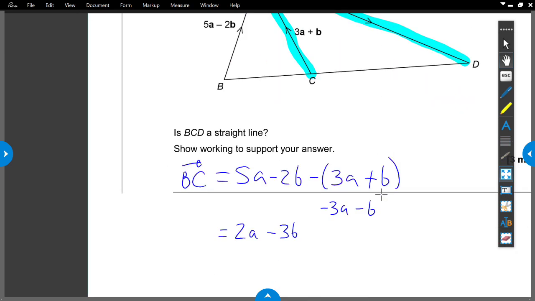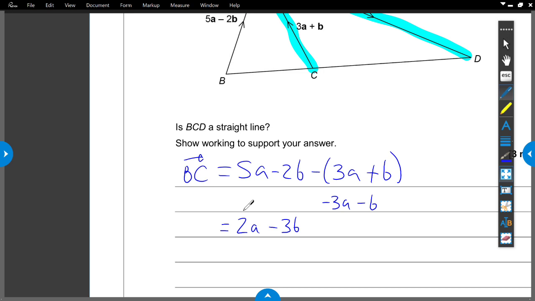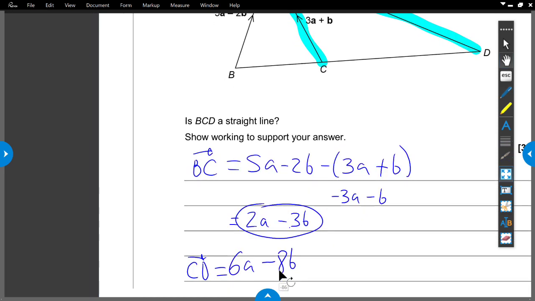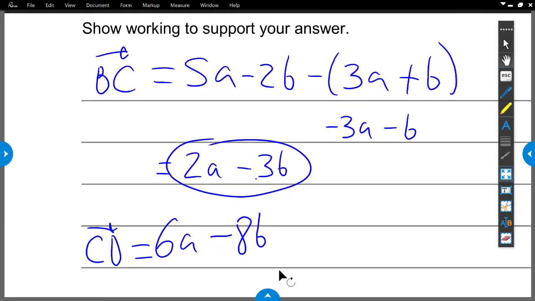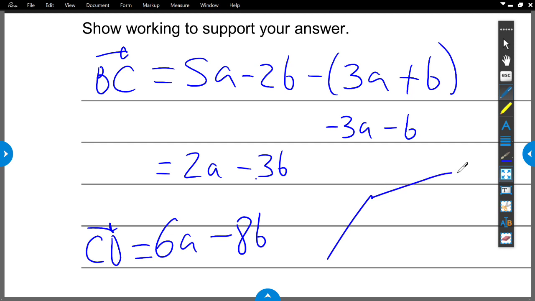Let's compare both of these vectors. So BC, that was this one here, and CD, that's this vector. And we can see that these aren't in the same direction, because if I was to try to times this vector by 3 to get to my 6A, 2A times 3 gives you 6A, then minus 3 times 3 gives you minus 9B, not minus 8B. Now, a way to mathematically show this, I would either times this by 3 and show that it's not the same, it's not a multiple, or you could bring out 3 as a factor and say that when you divide this by 3, you're not getting the same direction as this one. So therefore the line can't be straight. They're going in different directions. It can't be a straight line.